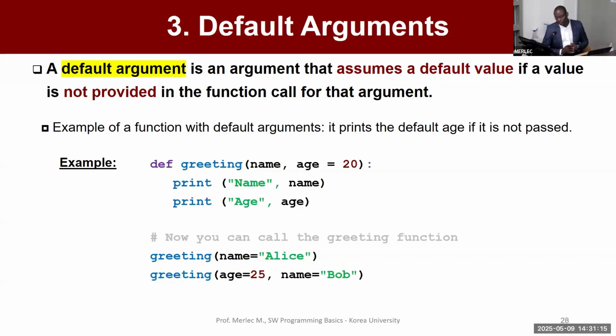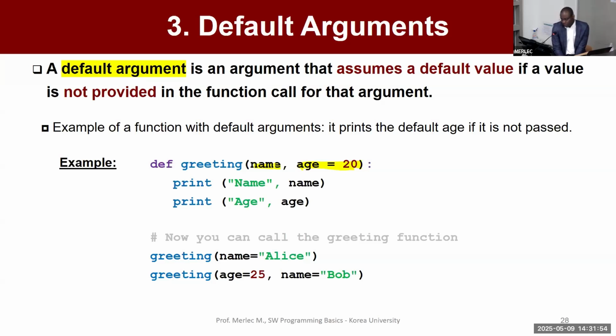For example, here, with the same example we have seen earlier, I just fix the age, which takes 20 as a default value. If I call the function without providing the age value, it will work, and it will assume that the value is equal to 20. But if I call this function by providing the age without name, it will raise an error, because the name should be provided. Otherwise, it will say that there is an argument which is missing.